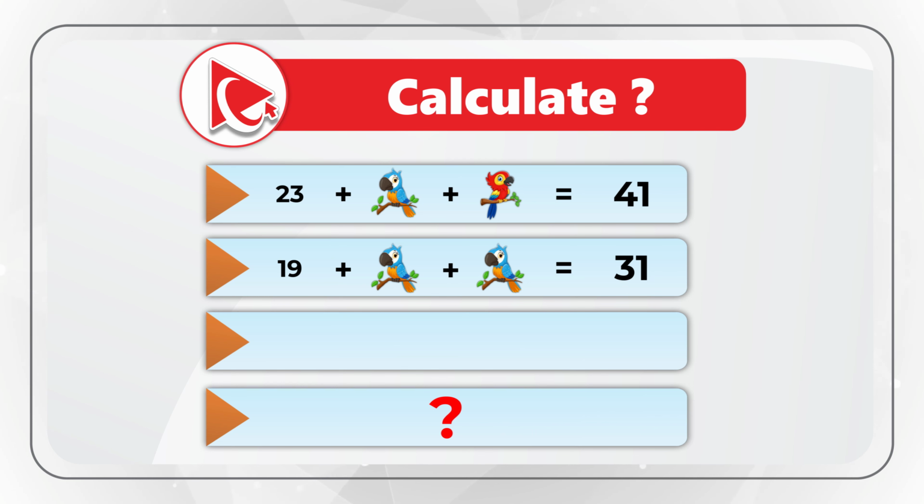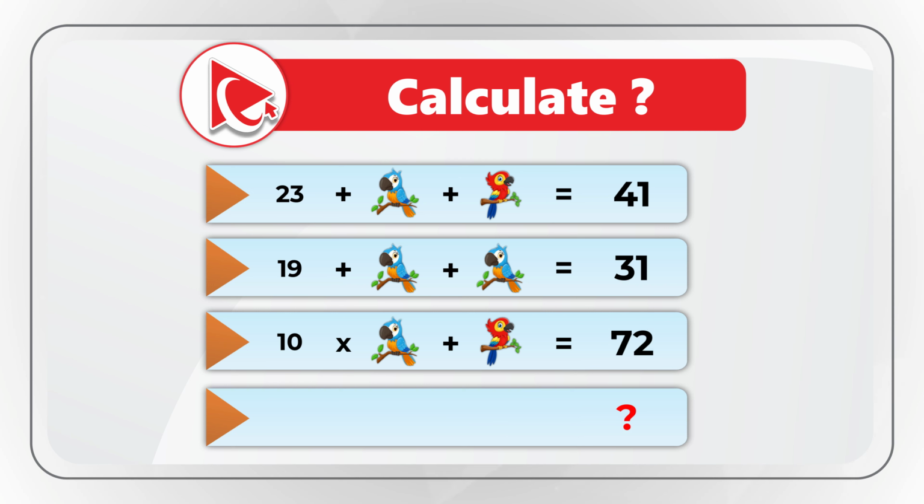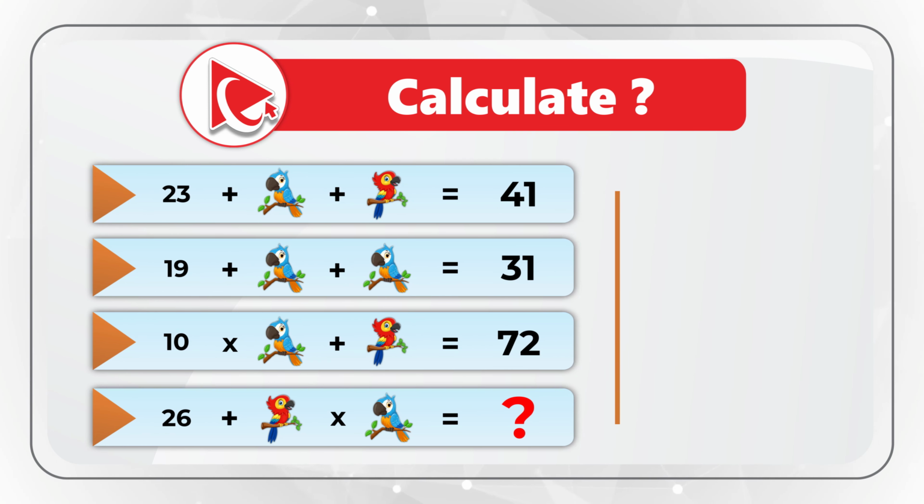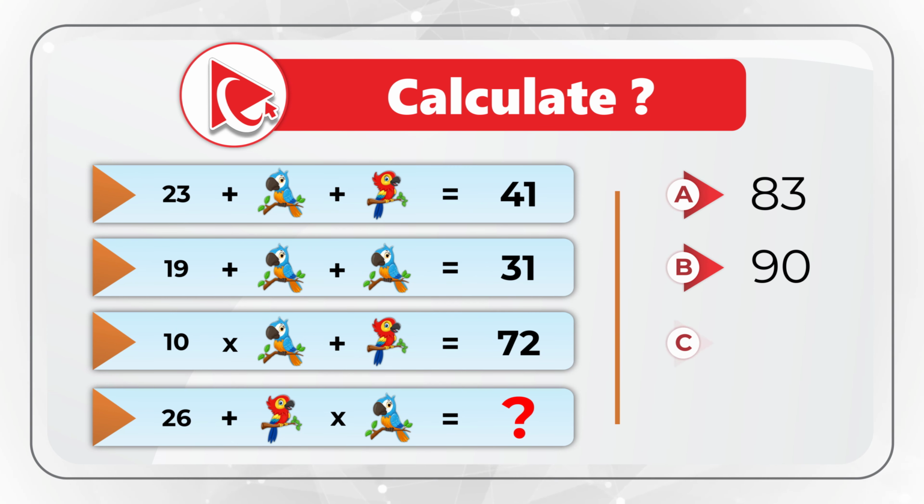Third equation is 10 multiplied by blue parrot plus red parrot equals 72. And last but not least expression is 26 plus red parrot multiplied by blue parrot equals missing value. You need to select the missing value out of 4 possible choices. Choices A, 83, choice B, 90, choice C, 98, and choice D, 107.